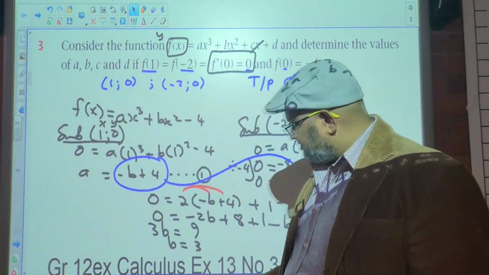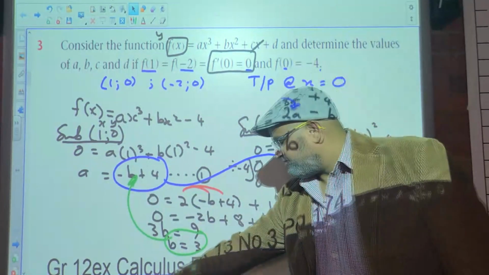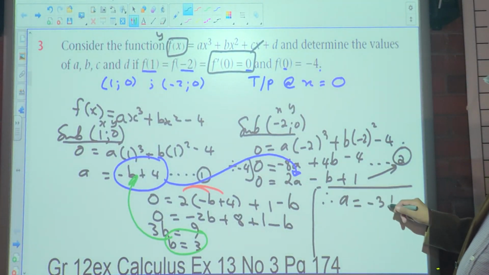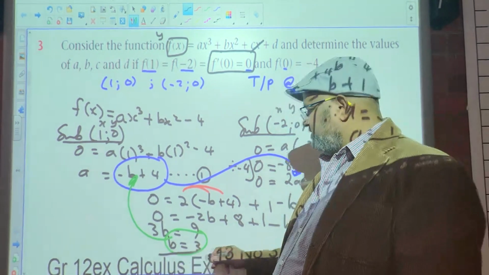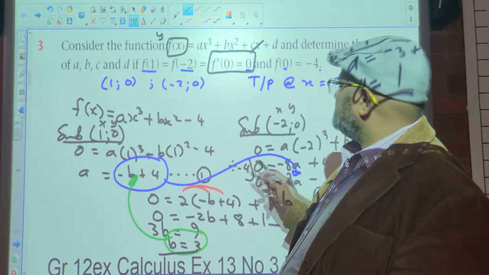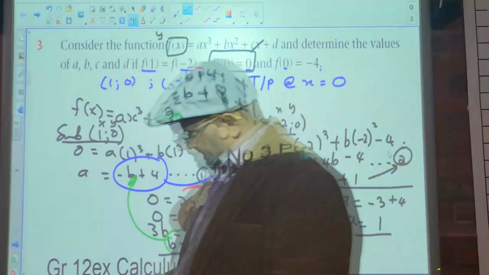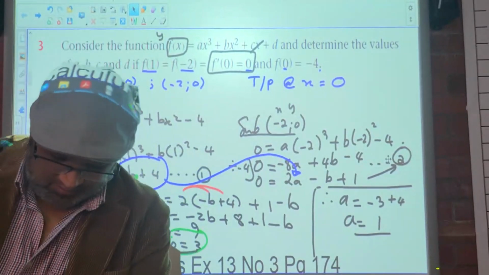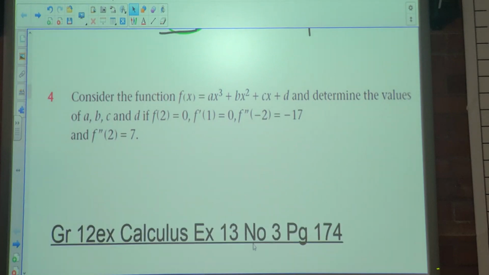So I put this into equation 1, y into equation 1. A is already the subject of the equation. So therefore, A is equal to negative 3 plus 4. So your A value is 1, your B value is 3, your C value is 0, and your D value is negative 4. Is that correct? Any questions? Again, something like 5 or 6 marks on that side.